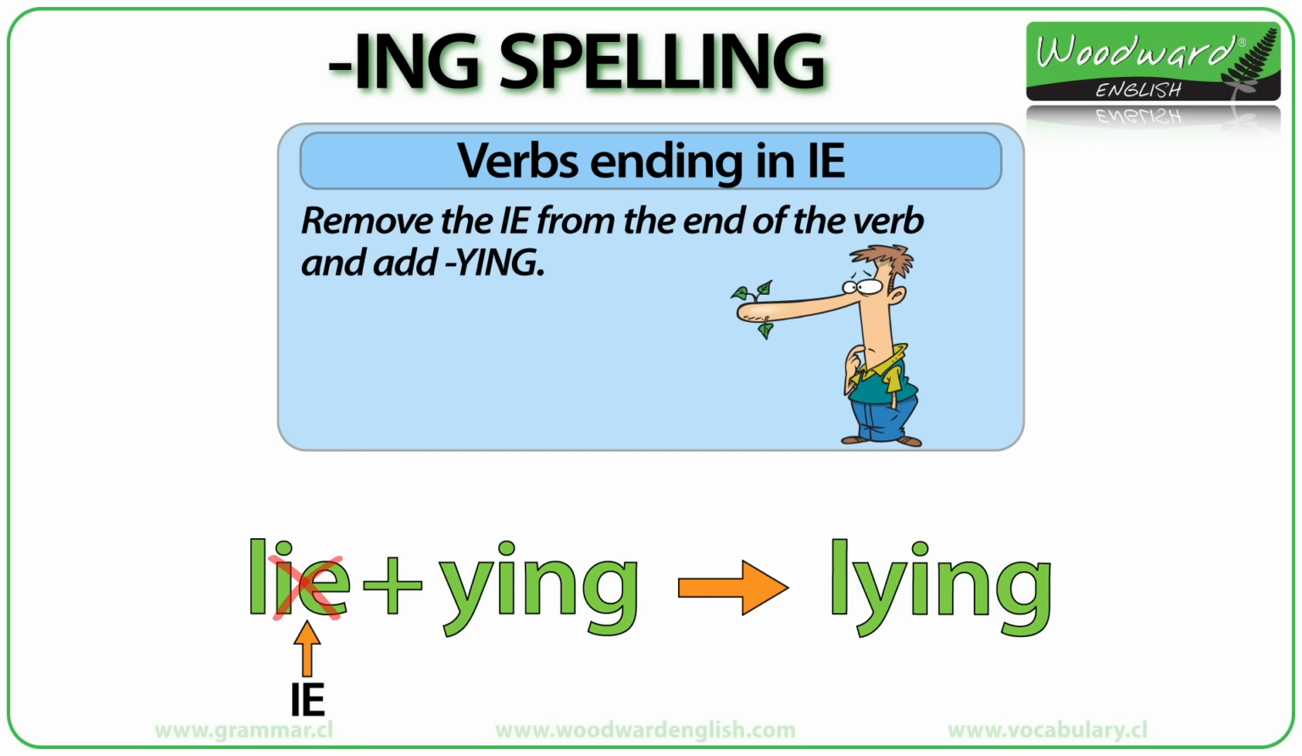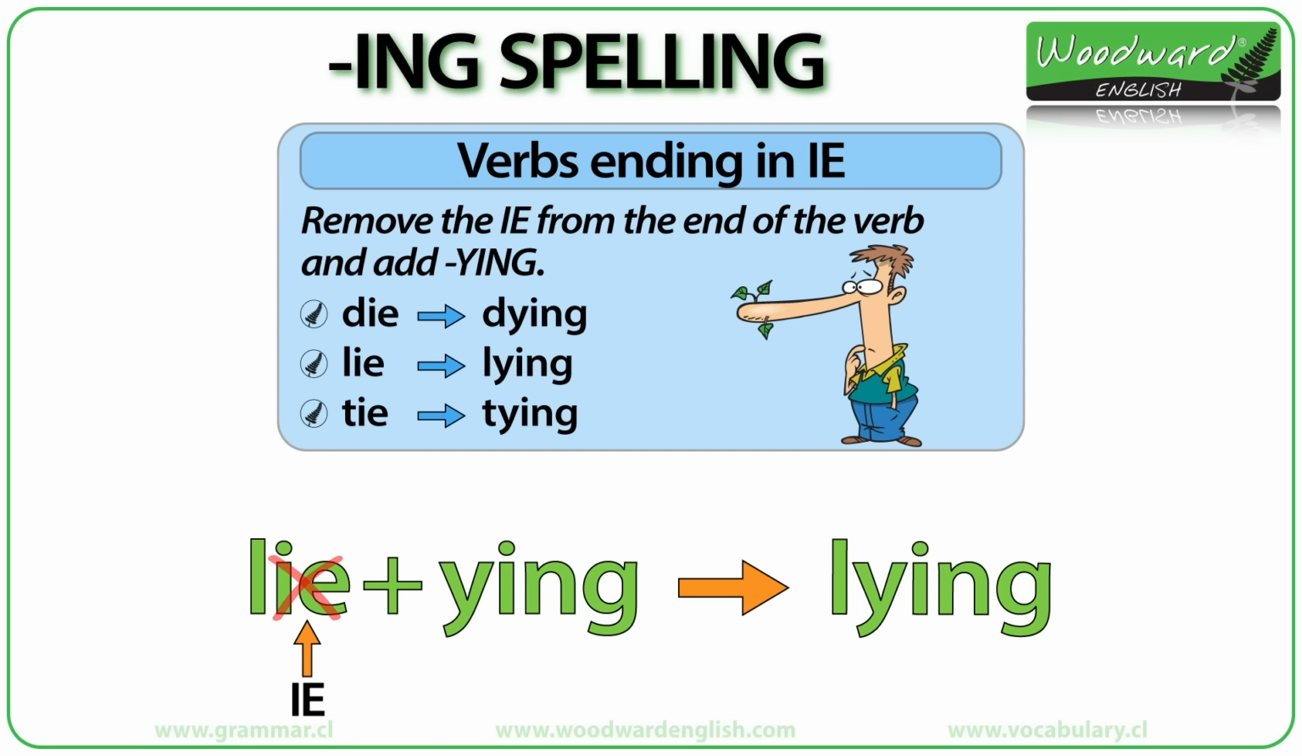Let's see some examples of verbs ending in IE. Die, lie, and tie. We remove the final IE and add YING to the end of them. Die becomes dying. Lie becomes lying. Tie becomes tying.